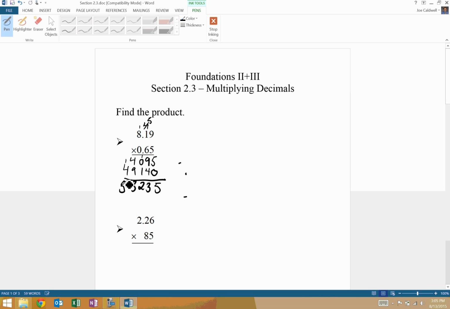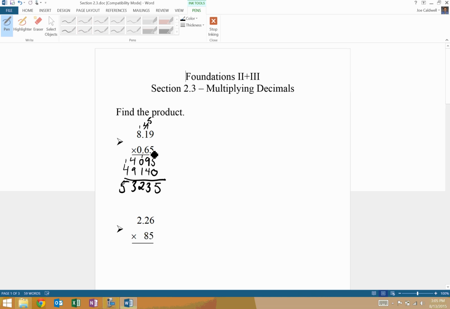So now we have this long string of numbers. How do we determine where that decimal goes? Basically what you need to do is, let's go back to the original problem. You need to count how many numbers are behind the decimal place, okay? There are 1, 2, 3, 4 total decimals behind the decimals.